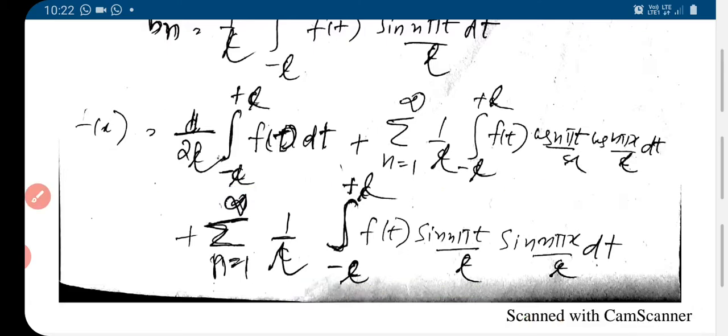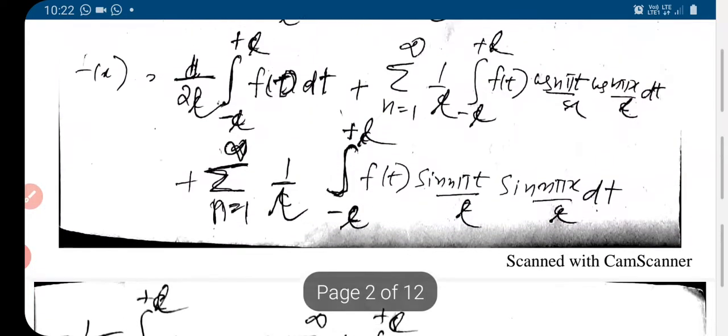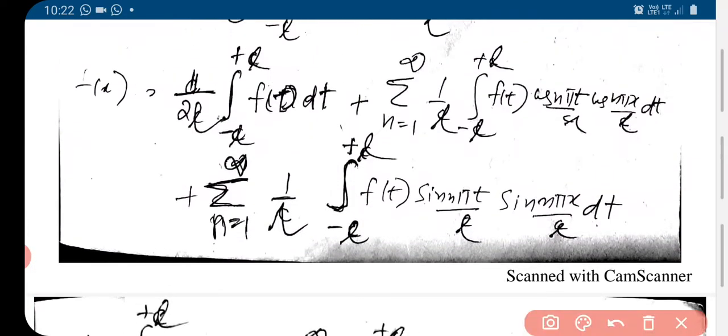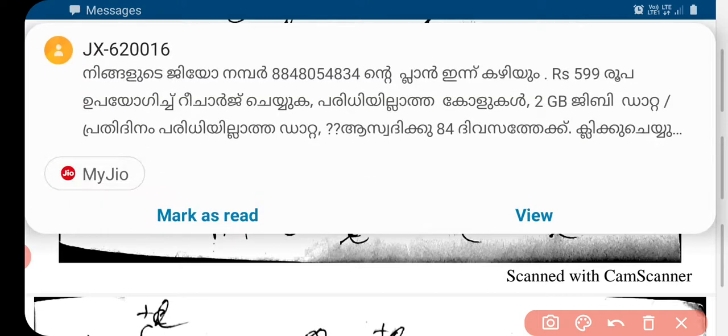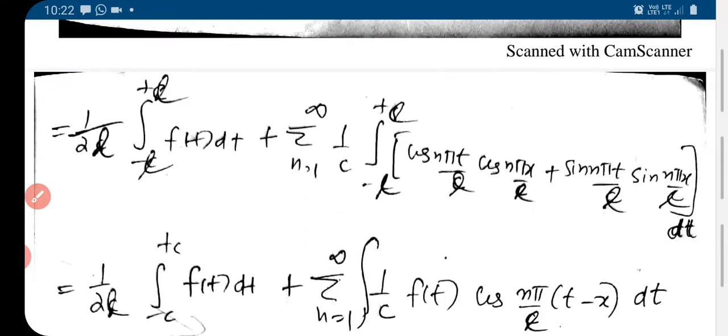So once we have that, we can write, since here we have cos n pi t by L, cos n pi x by L, and sin n pi t by L, sin n pi x by L, and everything else is the same, 1 by L. We can take this sigma n equal to 1 to infinity, 1 by L as common factor. So that is written here.